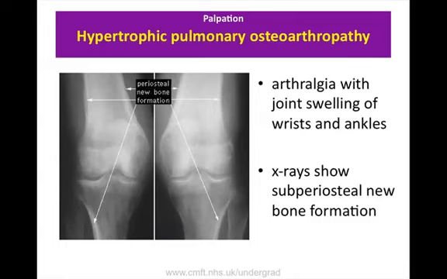Hypertrophic pulmonary osteoarthropathy is a feature of patients who have finger clubbing and results in painful swelling of the wrists and ankles and other joints. In examining for hypertrophic pulmonary osteoarthropathy, ask the patient if they have any pain in their wrists and then gently press over their wrist to identify any tenderness.